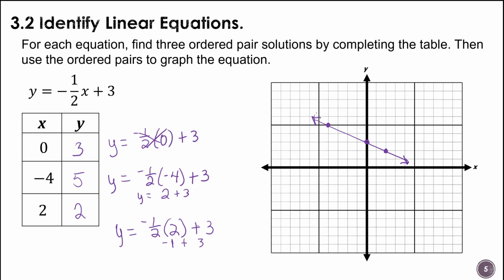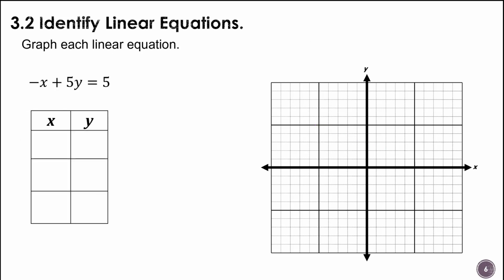Okay, so it's good to put arrows on the ends of your lines because lines keep going on in both directions. Okay, so this is -x plus 5y equals 5. And we could leave it written this way, that's fine.